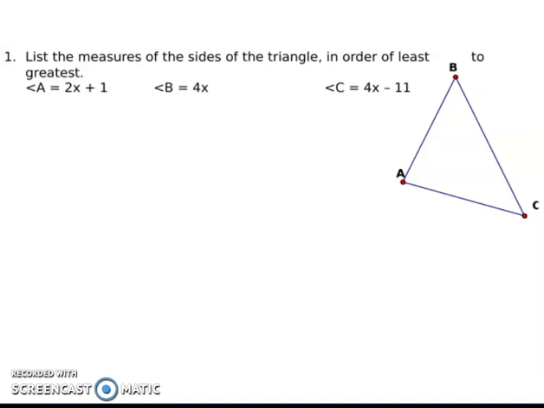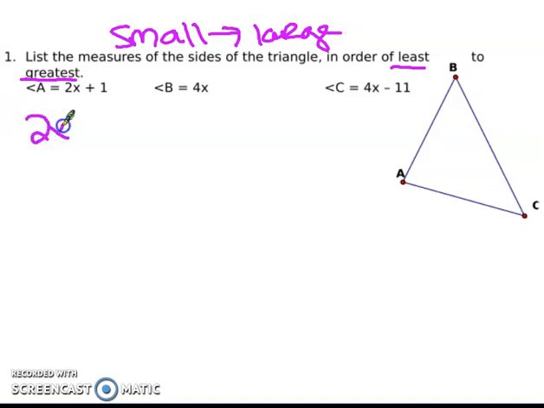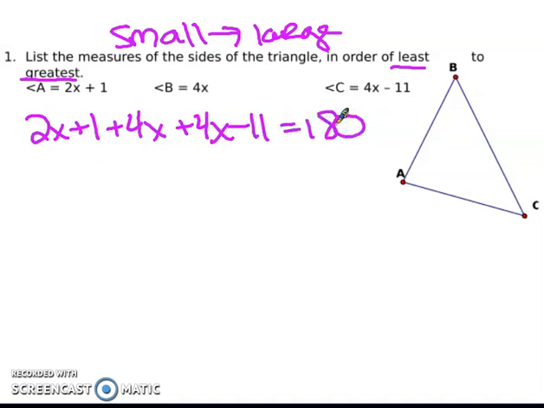Now, when we talk about listing the sides in order from least to greatest, the big thing you need to keep in mind, least to greatest. So I need to go from smallest to largest. But all they give me are algebraic expressions. Well, here's the thing. It talks about the angles, and we know that there's 180 degrees in a triangle. So I'm going to take 2x plus 1 plus 4x minus 11 and set that equal to 180 degrees.